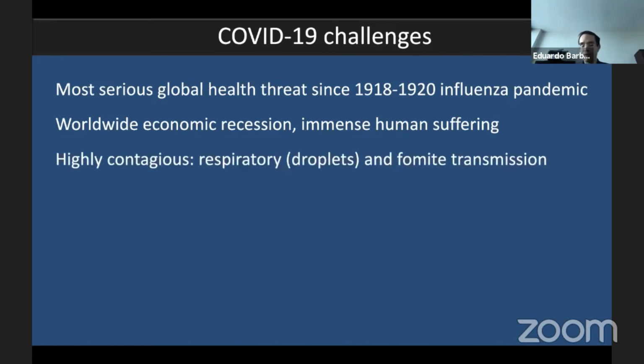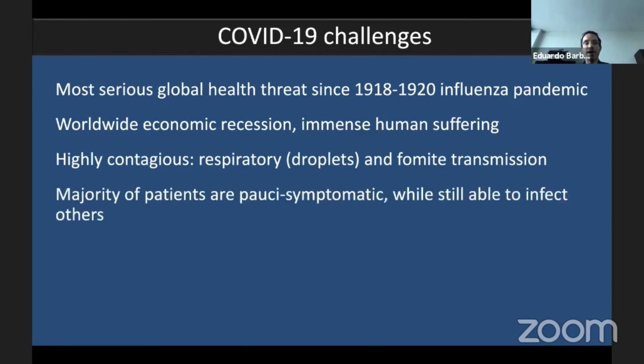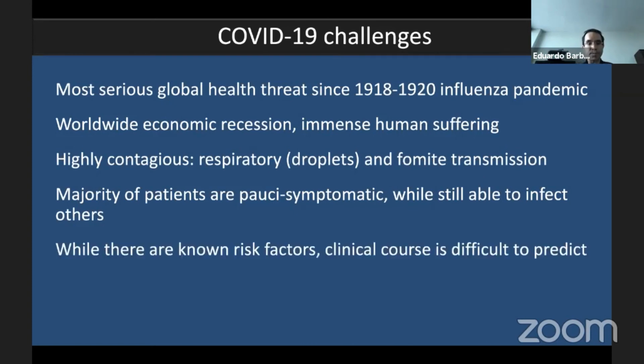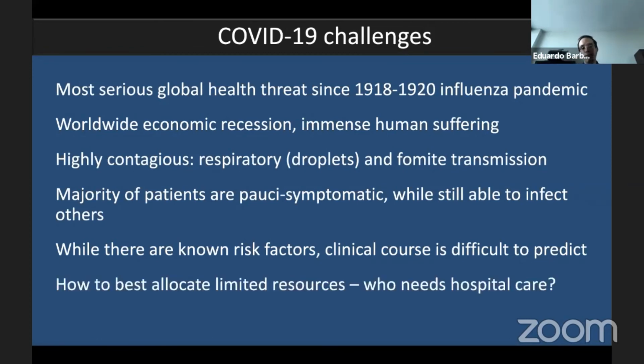And one of the problems of this disease is that it's a highly contagious respiratory disease that can be transmitted by respiratory means, droplets, and also fomites. And also, the majority of patients are presymptomatic, meaning that they have no symptoms or mild symptoms while still able to infect others. And while we know risk factors for poor outcomes, the clinical course is difficult to predict. So that brings the question of how to best allocate limited resources that we have. For example, who needs hospital care?